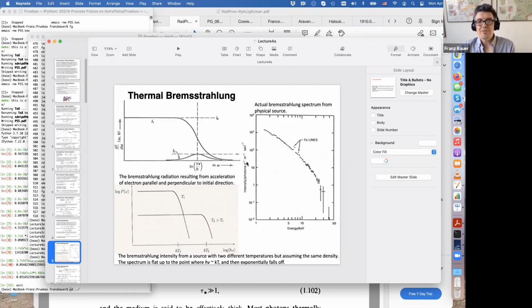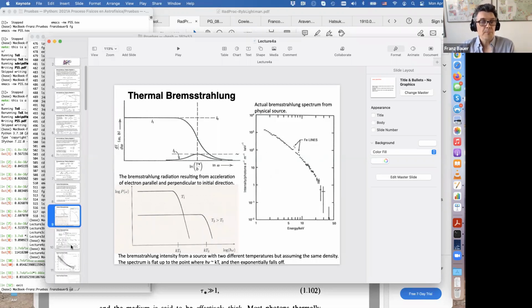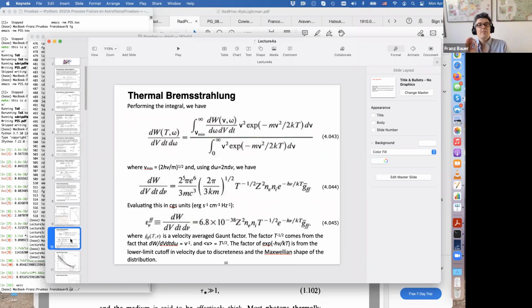And these are in weird units, of course. So we can characterize this distribution, and basically what we want to do is integrate the power that comes out per unit volume, per unit time, per unit frequency. We want to integrate this over all possible velocities, right? And so we can do this in the following way.